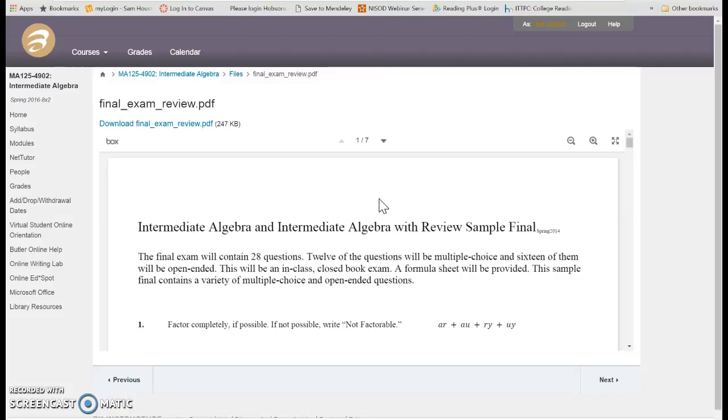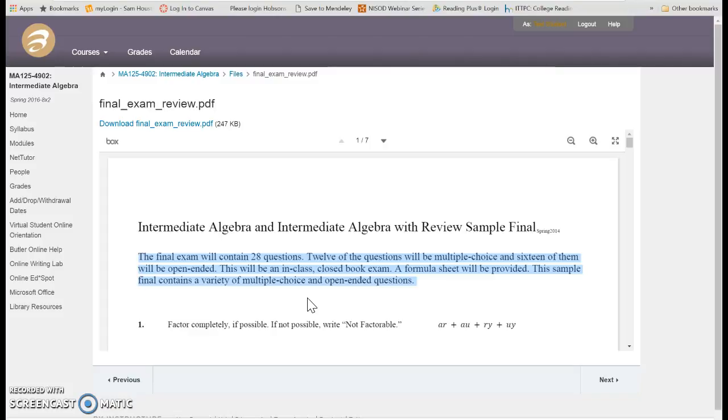All right, so pay attention here at the top of this document. The final exam will contain 28 questions. 12 of the questions will be multiple choice, and 16 of them will be open-ended. This will be an in-class closed book exam. In the case for you all, since this is an online class, it will be an in-testing center or proctored exam. Closed book. A formula sheet will be provided, so don't print that formula sheet and take it in and think you're going to get to use it on the midterm or the final. They'll have what you need there.